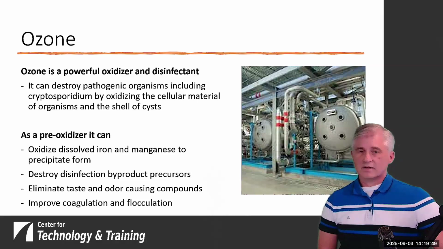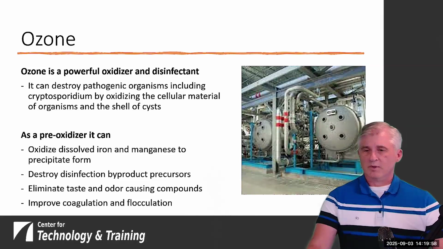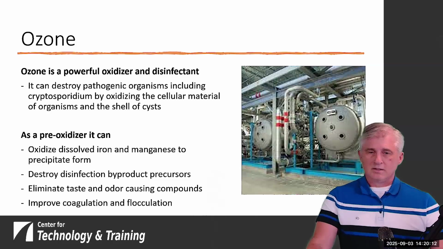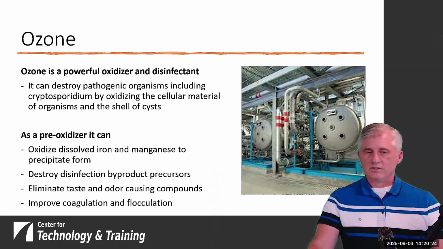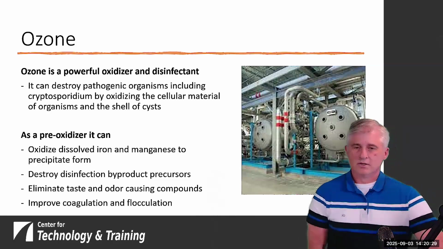So this might be something that, if you were looking to use UV and you had issues with iron and manganese, if you put this treatment before that, it could potentially pull that out, and maybe it would make your UV a little more effective. It can also destroy those disinfection byproduct precursors, the things that can combine with chlorine and cause DBPs. It's great for eliminating taste and odor issues or concerns, and it can actually help with coagulation, flocculation, if it occurs before those processes in our treatment train.